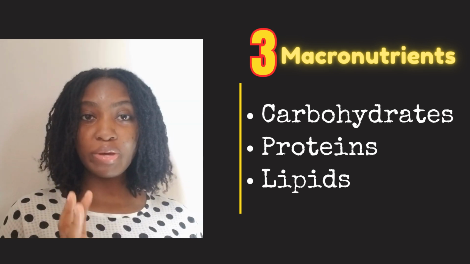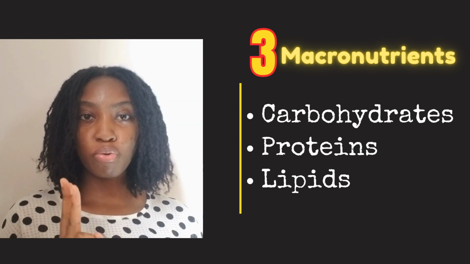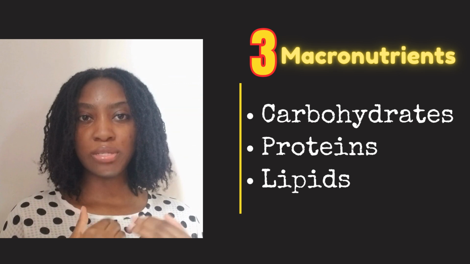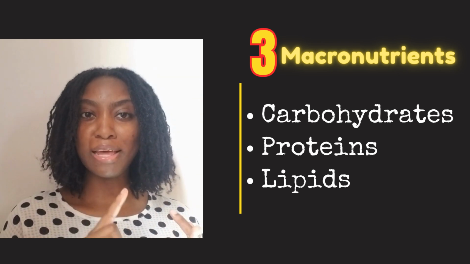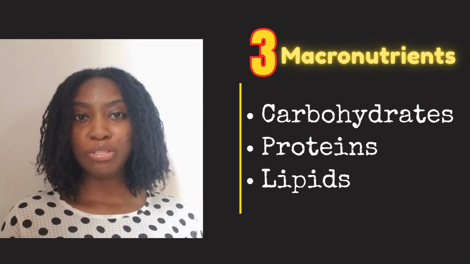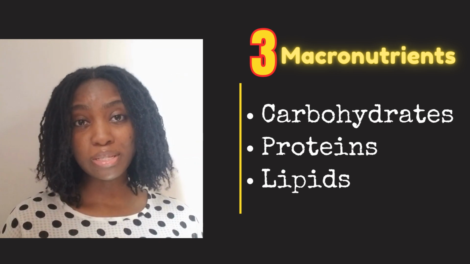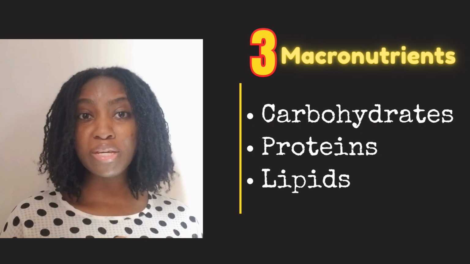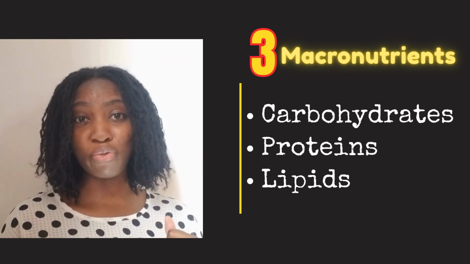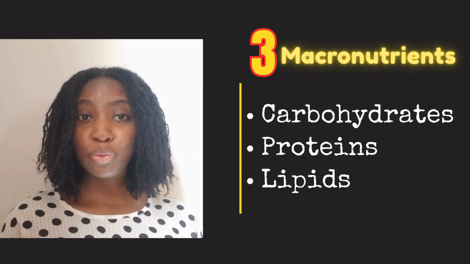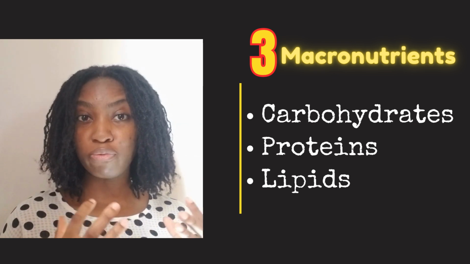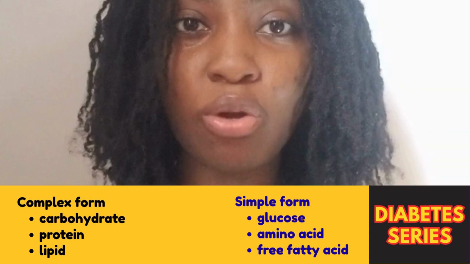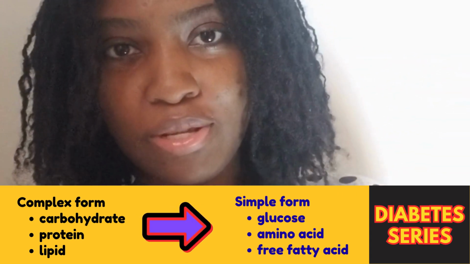Now, there are three very important macronutrients that we need as humans: carbohydrates, proteins, and lipids. These have to get into our cells and our tissues because we need these nutrients for bodybuilding and for energy, right? How do we obtain these? We obtain these from food. So when we ingest them, they are digested and broken down into simpler forms.